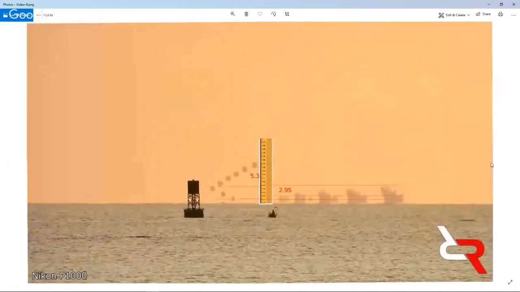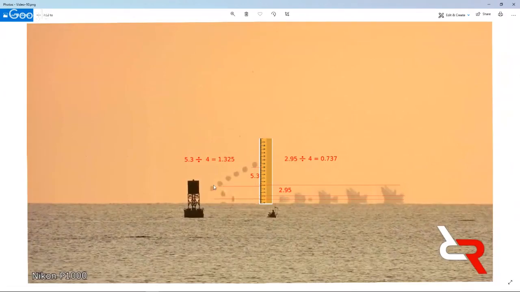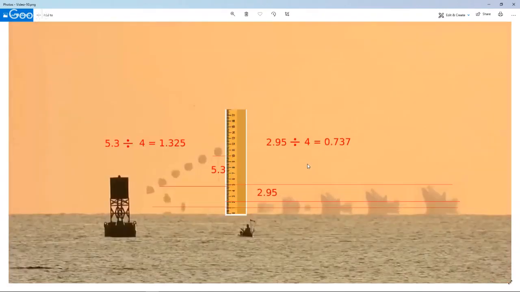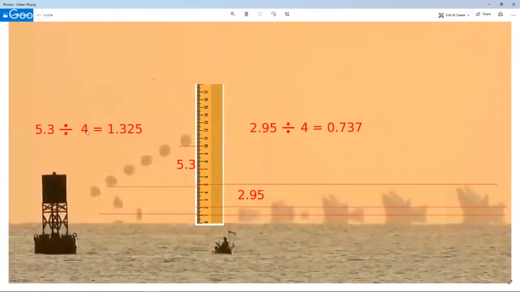So I'm trying to figure this out. Obviously I'll give you the results in a minute, but what would be the ideal circumstance to get a result where we would get this? And the only way I can figure it is this. So we've got 5.3 divided by 4 equals 1.325. So that means that it is traveling 13.25 millimeters every frame down. And then the splash going up is 2.95 divided by 4 equals 0.737. So that's 7.37 millimeters going up, right? So it's almost half as slow, but not quite.